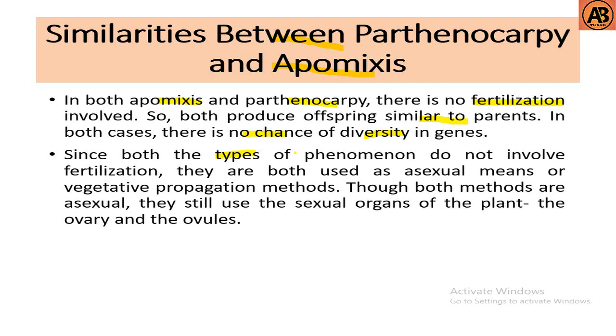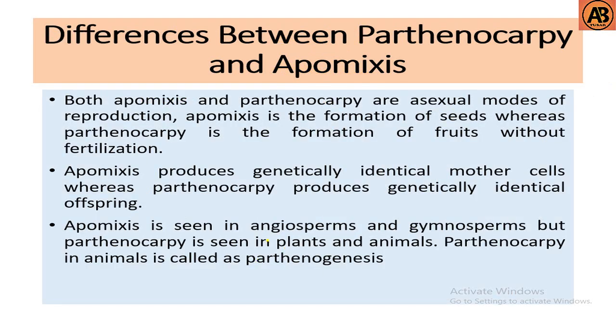Since both the types of phenomenon do not involve fertilization, they are both used as asexual means or vegetative propagation methods. Though both methods are asexual, they still use the sexual organs of the plant, the ovary and the ovules. So these are the similarities. Now, what are the dissimilarities?